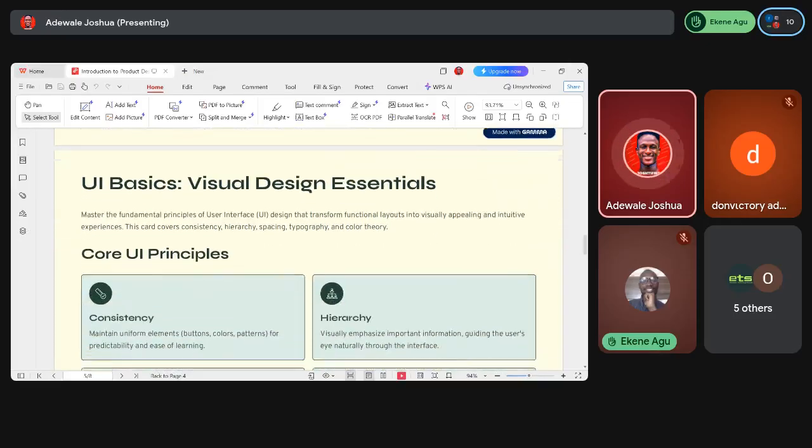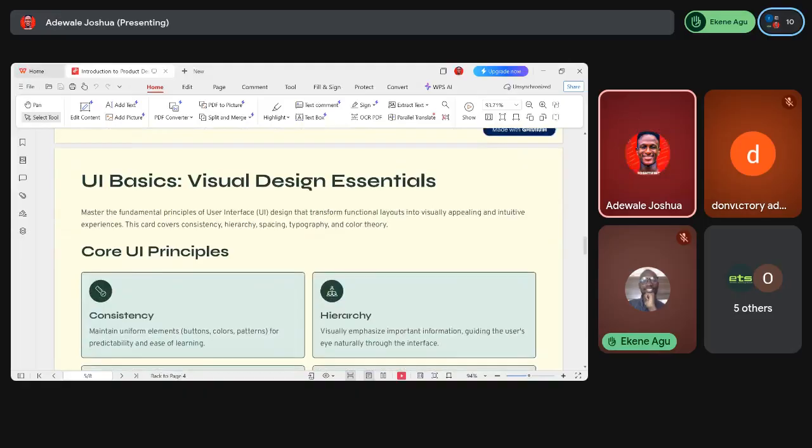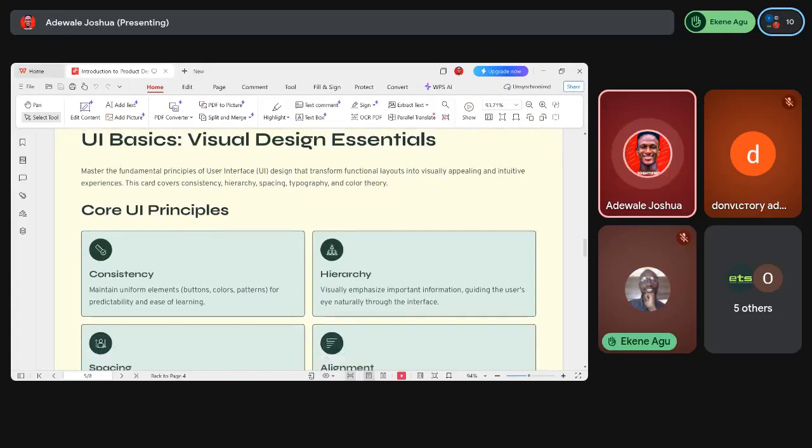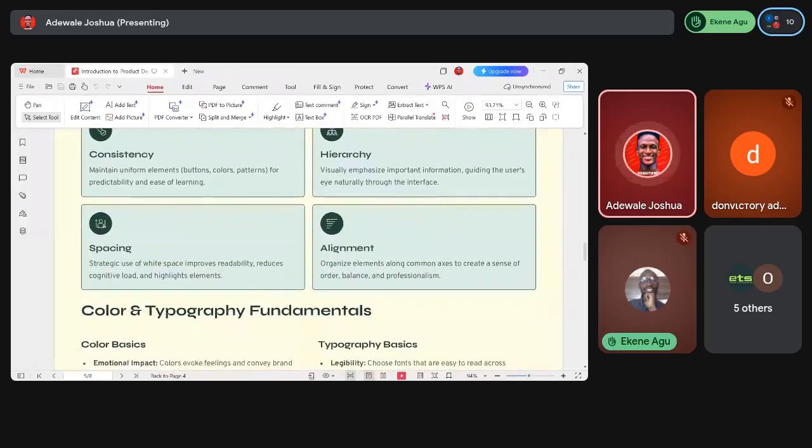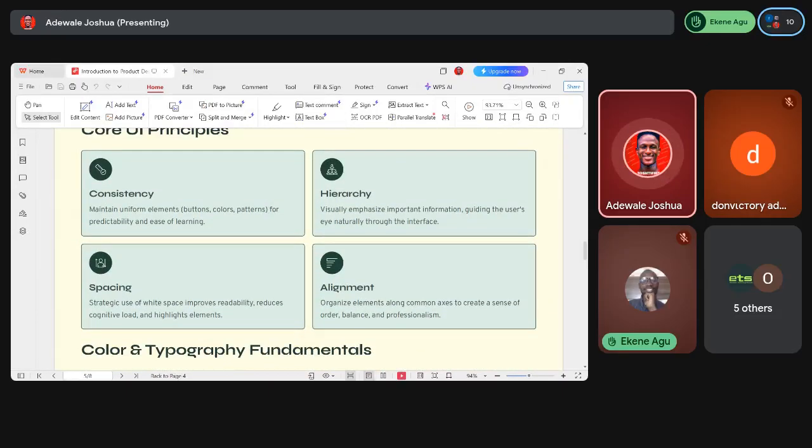Then what are the UI basics? Visual design essentials. We have consistency, hierarchy, spacing, typography, and then our color theory. Consistency in design is vital. The buttons, the colors, the patterns.